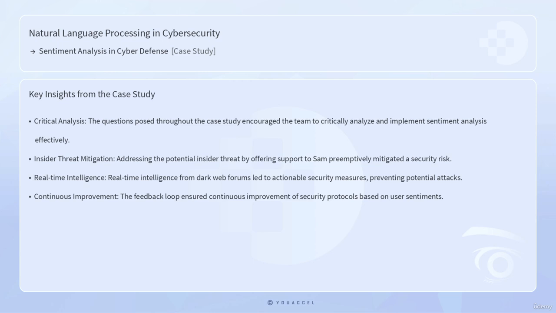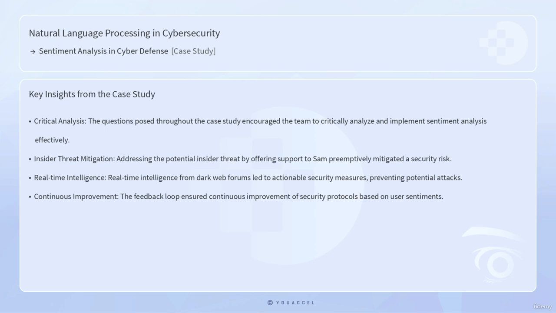The questions posed throughout the case study encouraged the team to critically analyze and implement sentiment analysis effectively. Addressing the potential insider threat by offering support to Sam preemptively mitigated a security risk. Real-time intelligence from dark web forums led to actionable security measures, preventing potential attacks. The feedback loop ensured continuous improvement of security protocols based on user sentiments.